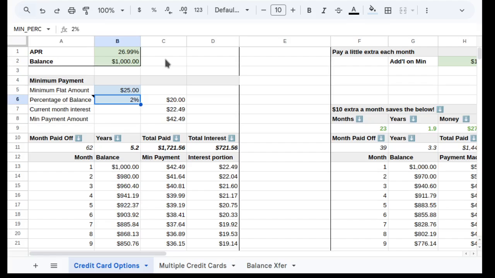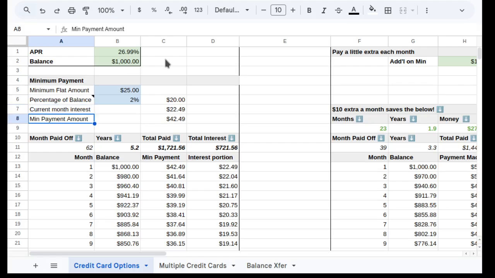Percentage of the balance is the typical way. I've noticed that some credit cards stick around 2%. It can be anywhere from 1 to 3%, but you can check with your credit card company on how they calculate theirs. But we're going to go with a conservative 2%, and we're also adding in the interest accrued for the month to each payment.